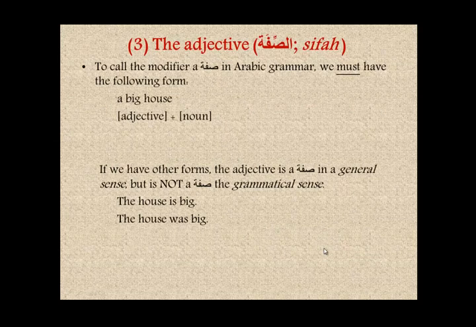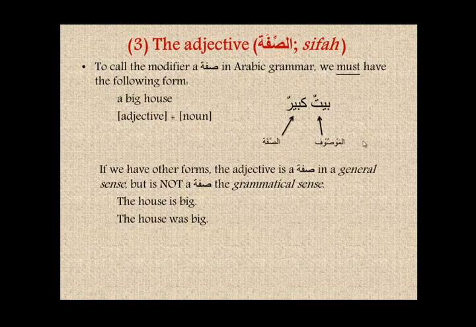Now, I want to bring your attention to one very important observation, and that is, to call the modifier a sifa in Arabic grammar, we must have the following form. The form is "a big house," where the adjective is strung to the noun. The ism and the sifa are together in this particular structure. The Arabic equivalent would be baytun kabirun, a big house.